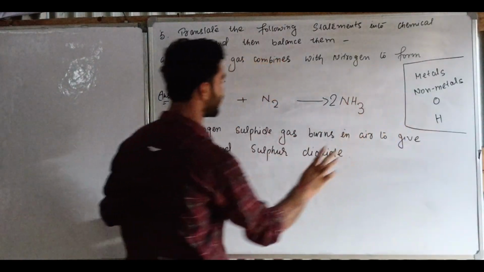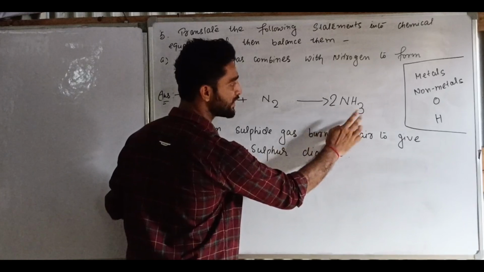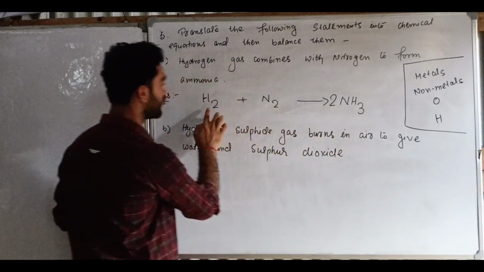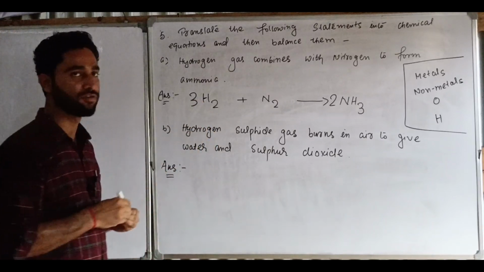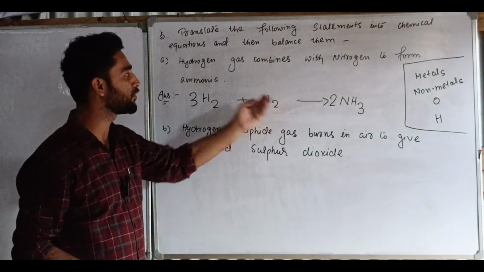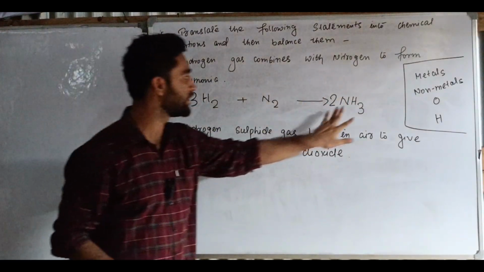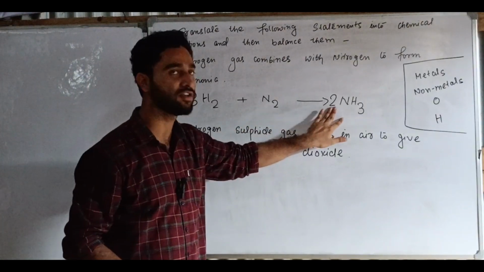Now try to balance the hydrogen. This side how many hydrogens? 2. This side how many? 3 times 2 are 6. These 3 and 2 will be multiplied, so here the hydrogen will be 6. This side how many? 2. So put 3. Now you check. Count the number of atoms on the left hand side and the right hand side. Hydrogen: this side 6, this side 6, balanced. Nitrogen: this side 2, this side 2.